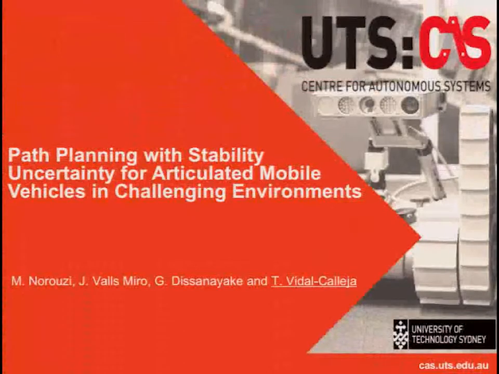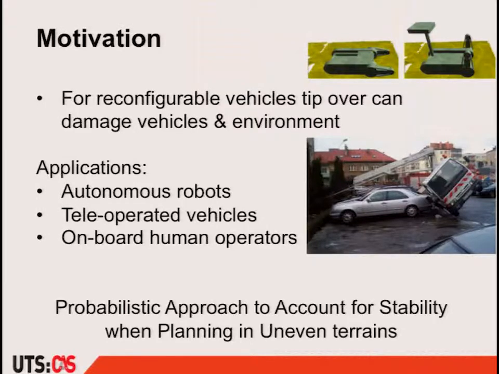Hi, I'm Teresa Vidal-Calleja from the Center of Autonomous Systems, and I'm going to talk about path planning, considering stability for reconfigurable robots. So they can tip over and they can damage vehicles and environment. So there is a range of applications where we can use this type of vehicles, such as autonomous robots, teleoperated vehicles, and human robot and onboard operators. We propose a probabilistic approach to account for stability when planning with uneven terrains.